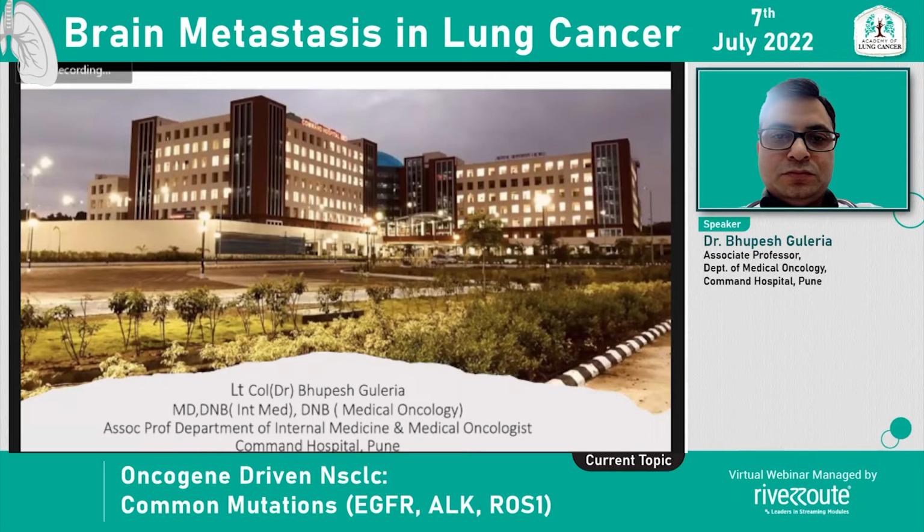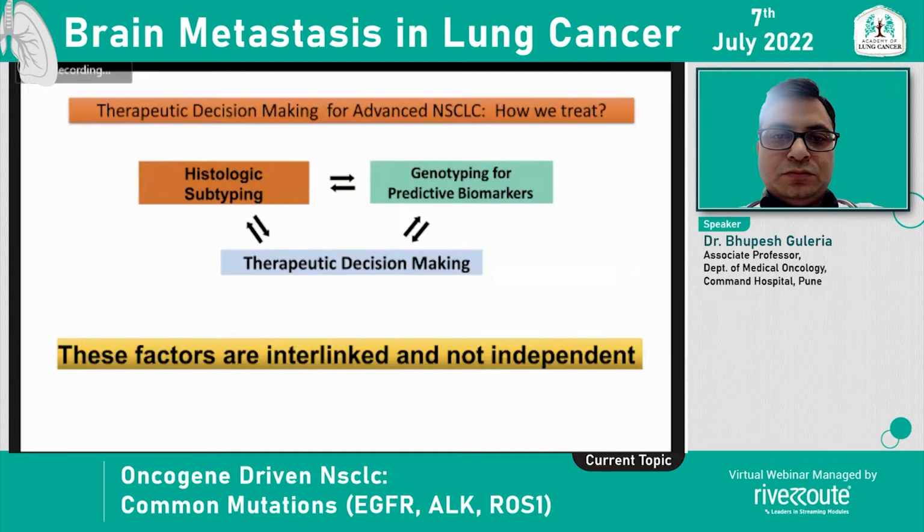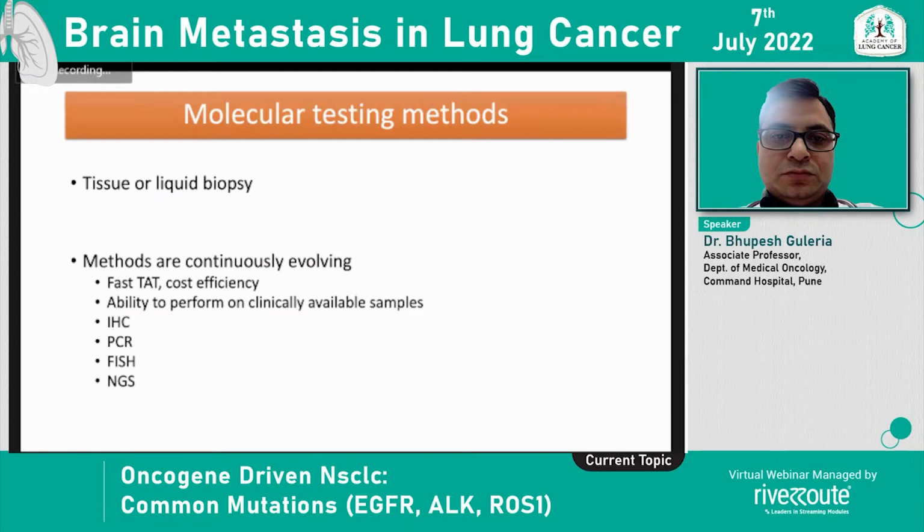We all would agree that this particular aspect of lung cancer management has definitely undergone significant evolution in the last 1.5 decades. Lung cancer remains one of the most common cancers across the globe, and in India also it's the fourth commonest cause across both sexes. As the numbers are increasing, so is the complexity in the management of lung cancer, and the decision making is definitely based on the histological subtype and genotyping of the predicted biomarkers, and all of them are interlinked and do not work independent of each other.